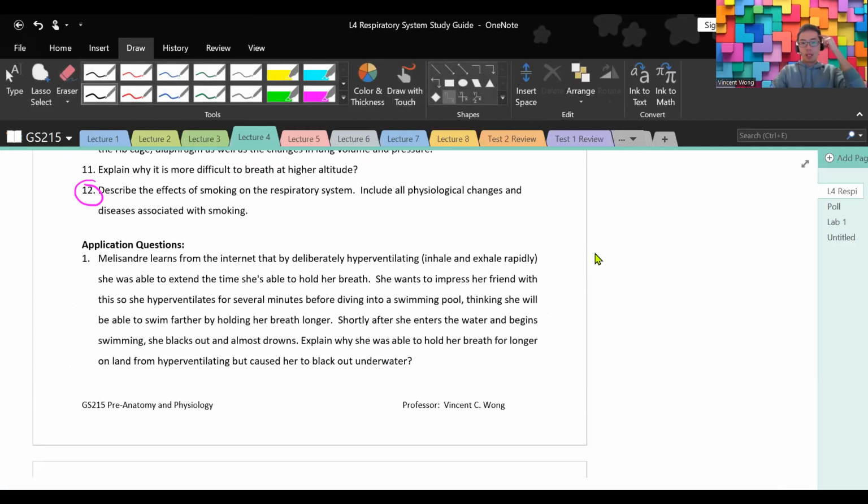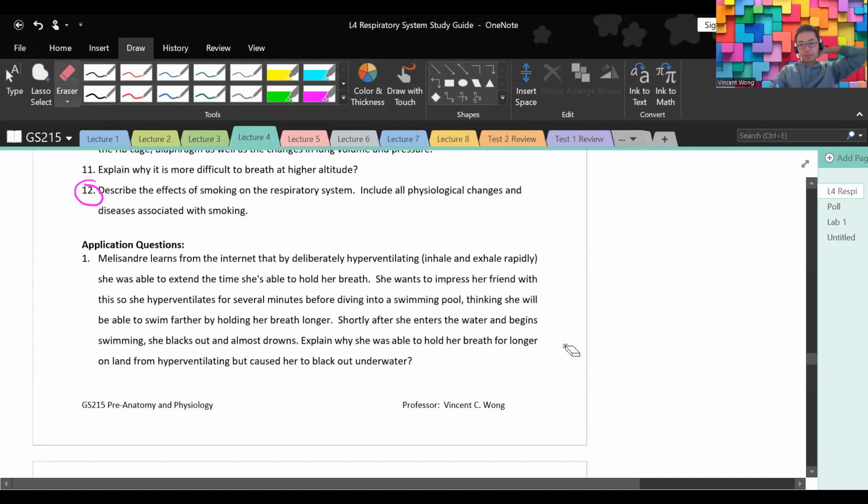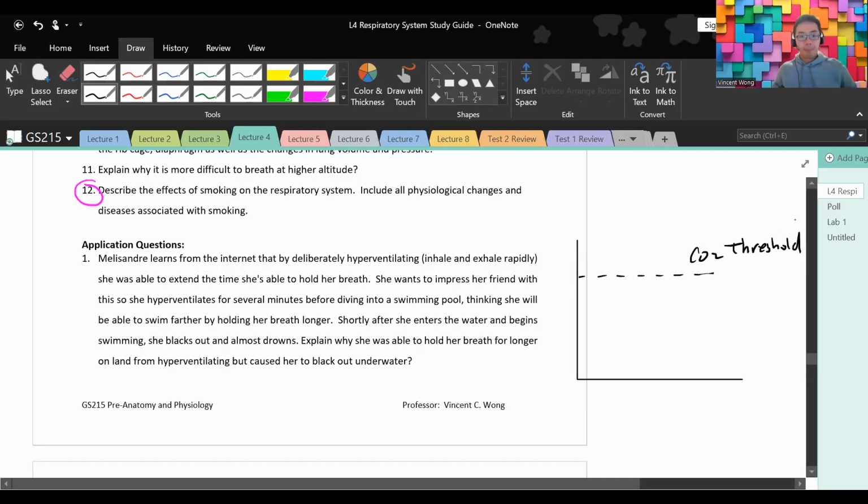Remember, it is your medulla oblongata in the brainstem that detects how much carbon dioxide you have in your body. So there's a threshold here, right? Carbon dioxide threshold. If you cross it, then you would have no choice but to breathe. Okay, so let's say this is CO2 level in blood, and this is time. So let's just say you hold your breath now and not breathe.